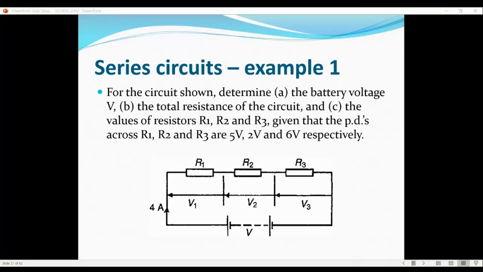.25. So how do we get that, guys? That should of course be 13 divided by 4. And that'll give us the total resistance of 3.25. Okay, so then they want the individual values of the resistors.